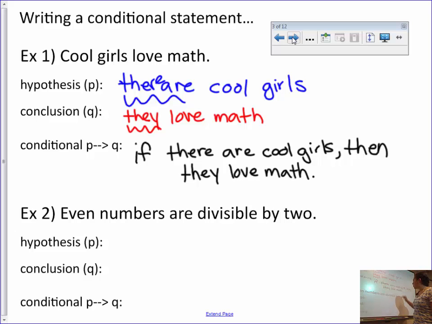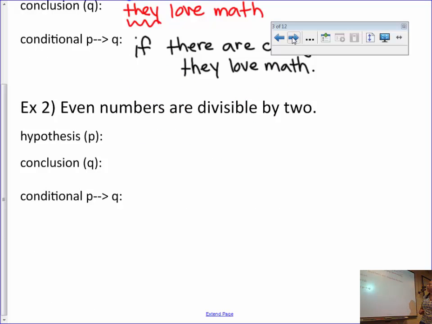Okay, so trying this on your own for the next one, I've given you the statement that even numbers are divisible by 2. See if you can come up with the hypothesis, what the conclusion is, and see if you can come up with a conditional. Now, yours might not match exactly the way mine is, but we should still have even numbers in the same spot and divisible by 2 in the same spot. So, even numbers are divisible by 2. I'm saying my hypothesis is that it is an even number.